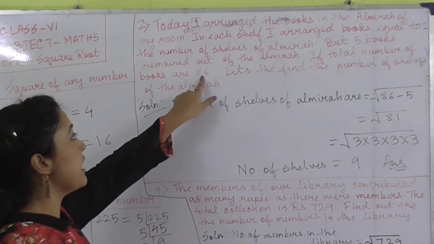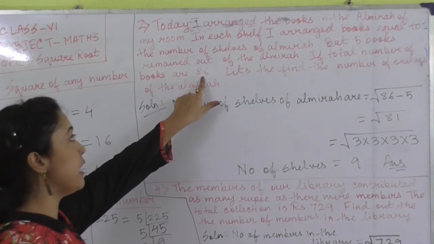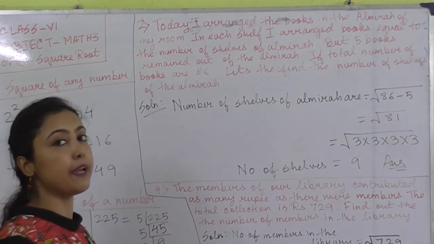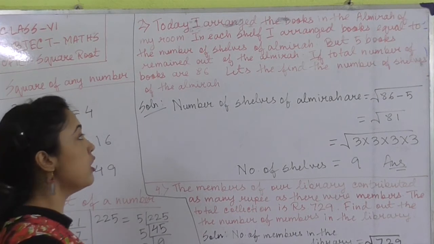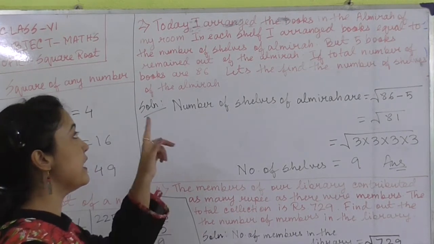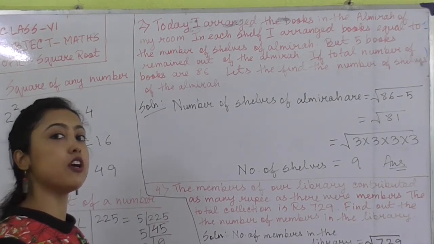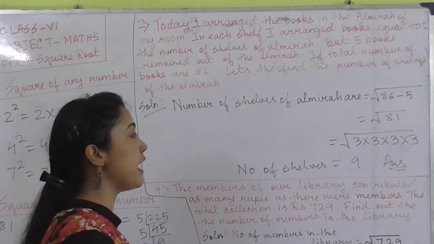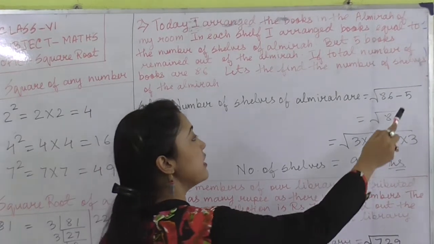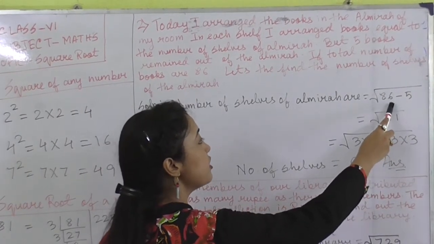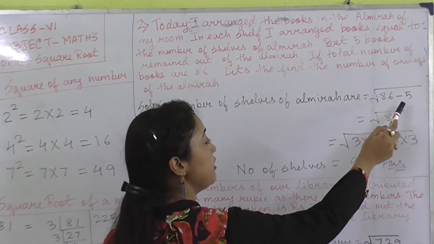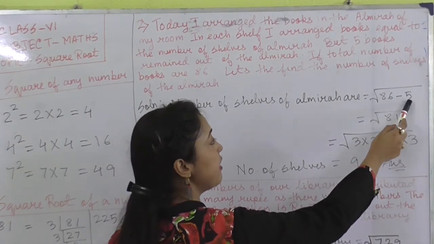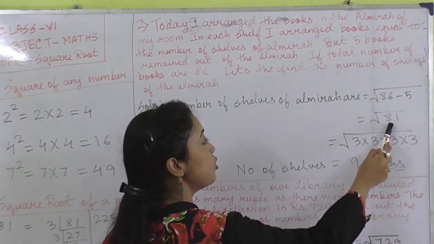Here it has been told that I arranged the books equal to the number of shelves of the almirah, but 5 books remain out of the almirah. You can see that 86 is not a perfect square number, so 5 books are remaining. So you have to make 86 a perfect square number. Since 5 books are remaining, you have to deduct 5 from 86. After subtracting 5 from 86, we get root over 81.